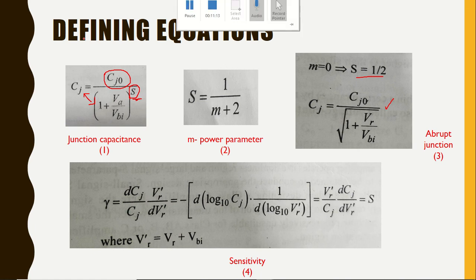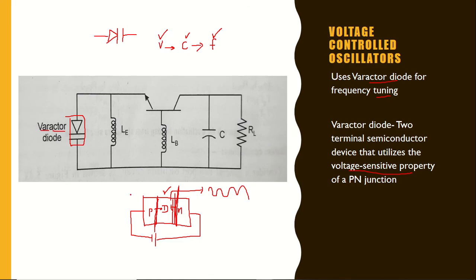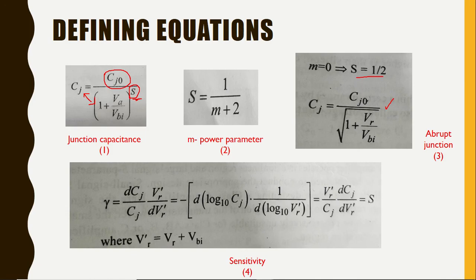So by substituting various values of S in this particular formula, we can change the concentration of the N and P values, and when the concentration changes, the capacitance in between the region will get varied. That is why the doping profile is an important factor in the varactor diode.